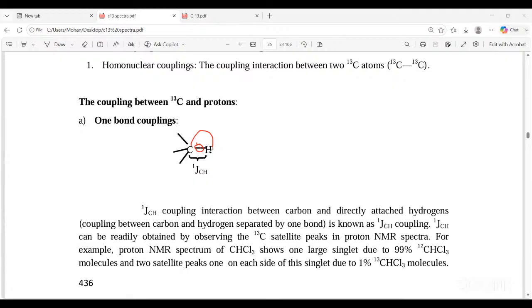So this bond is called the intervening bond. The bond between the two separated atoms is called the intervening bond. So if one intervening bond is present between the two hetero atoms here, then we call it the one bond coupling. And generally, the one bond couplings are very common in the C13 spectra here.